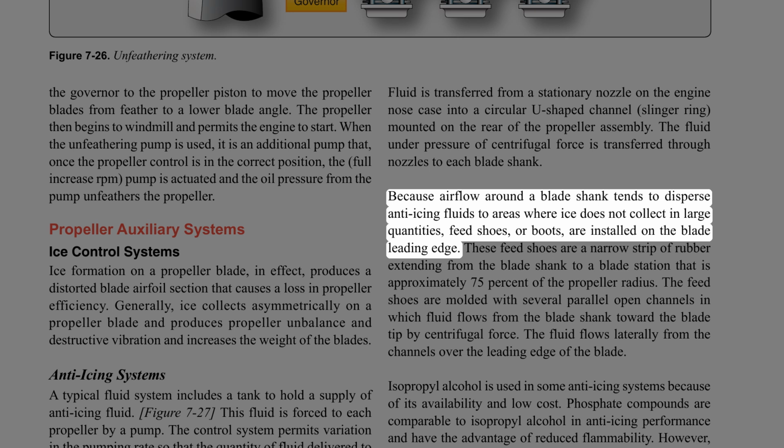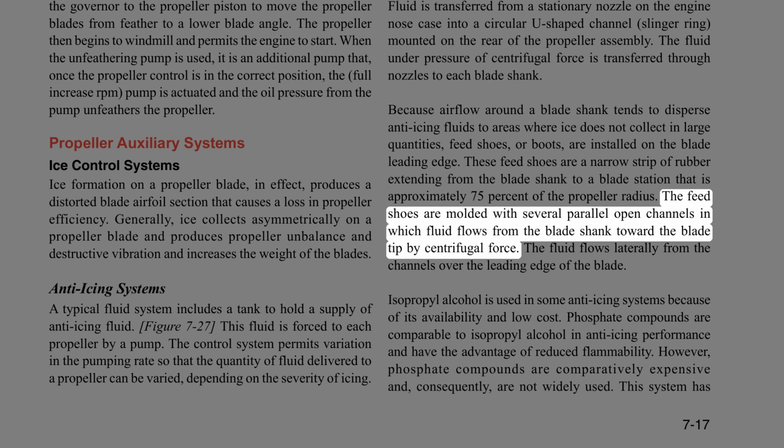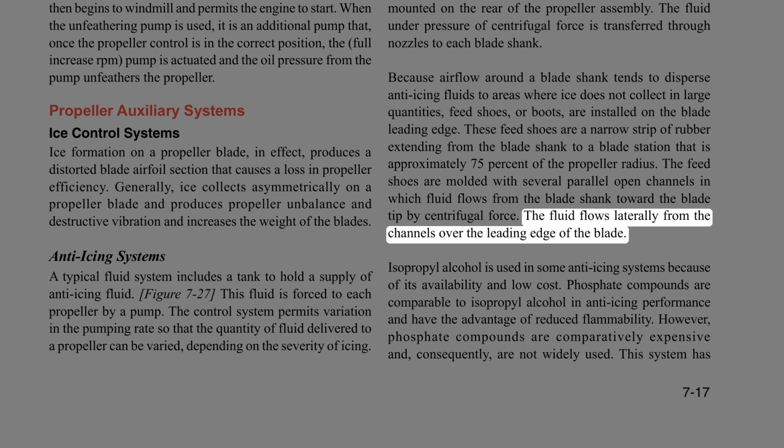Because airflow around a blade shank tends to disperse anti-icing fluids to areas where ice does not collect in large quantities, feed shoes, or boots, are installed on the blade leading edge. These feed shoes are a narrow strip of rubber extending from the blade shank to a blade station that is approximately 75% of the propeller radius. The feed shoes are molded with several parallel open channels in which fluid flows from the blade shank toward the blade tip by centrifugal force. The fluid flows laterally from the channels over the leading edge of the blade.